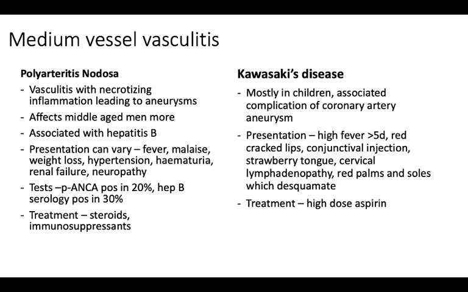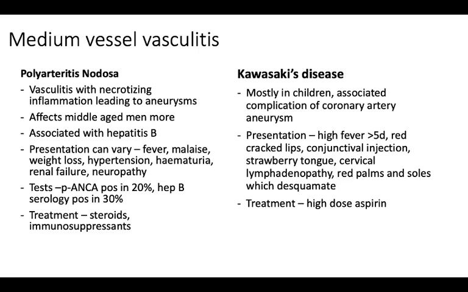Okay, so the next medium vessel vasculitis we're going to talk about is Kawasaki's disease. This happens mostly in children and it's associated with coronary artery aneurysms. So if a child has Kawasaki's disease, afterwards you want to do an echo to check if there are any aneurysms in the coronary arteries.